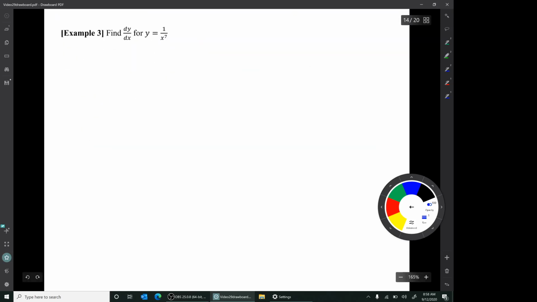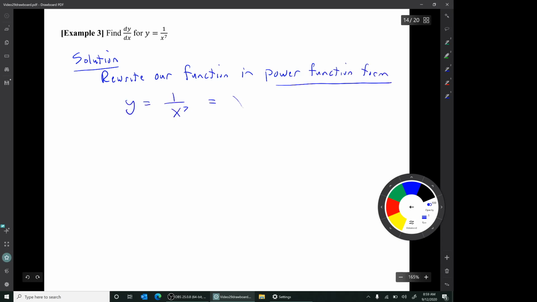For our next example, find dy dx for y equals 1 over x to the 7th. Notice that this is a different style of question. The derivative symbol is in a slightly different form than in the previous example, and the function is presented in a slightly different form. It doesn't say f of x, it just says y equals. The function is presented in an equation. Well, the key solution is that we have to rewrite our function in power function form. So our function in power function form is x to the minus 7.